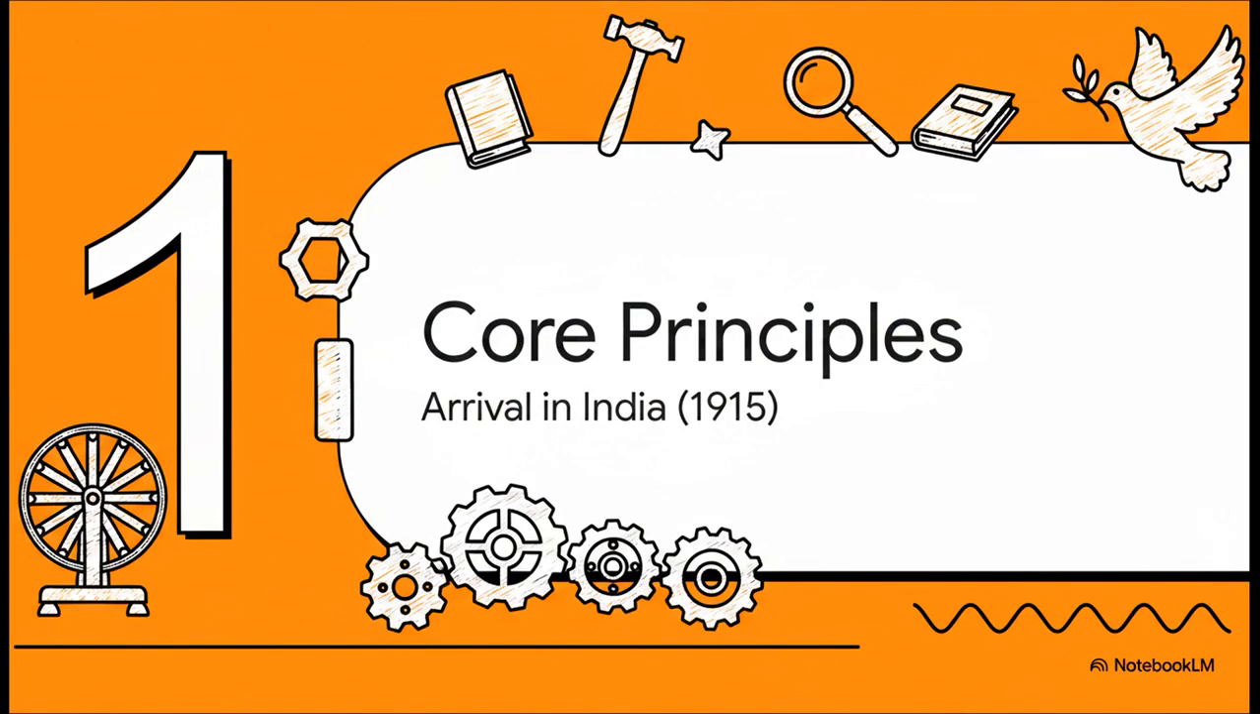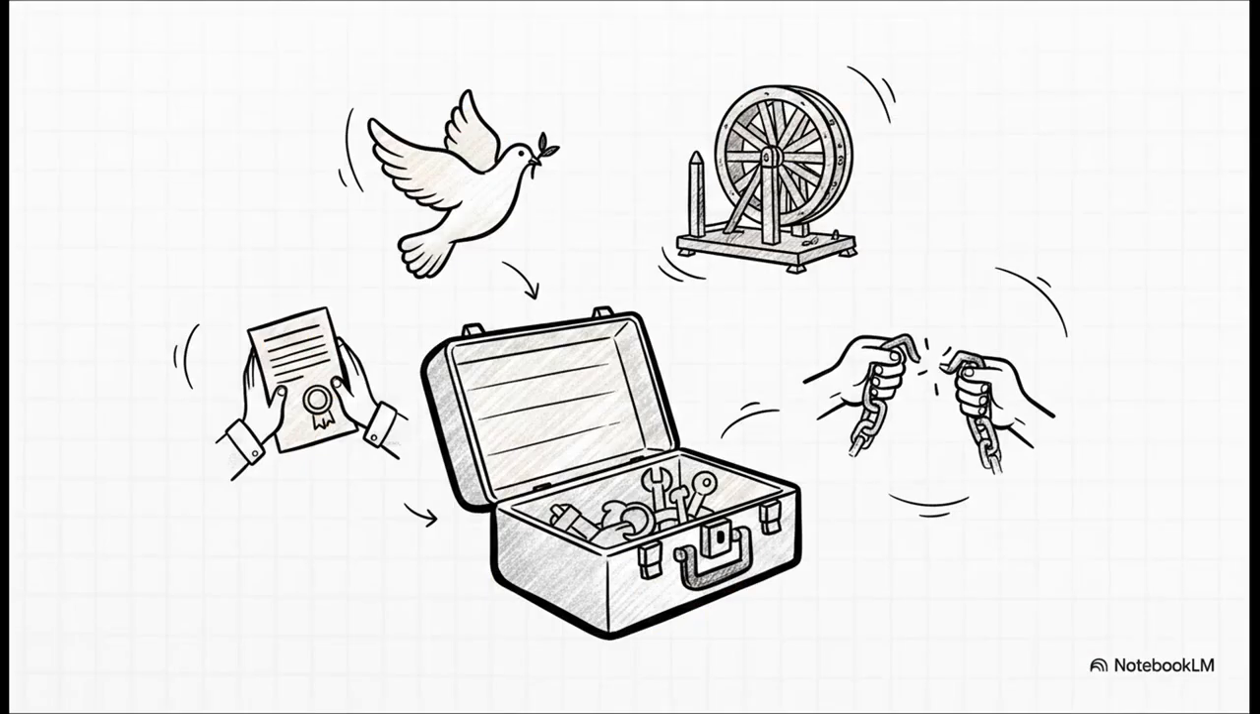All right, Section 1, Arrival and Core Principles. Let's set the stage with his 1915 arrival in India. So when Gandhi arrived back in 1915, he brought with him these 4 foundational ground rules. And what's really interesting about this slide is how these weren't just abstract ideas. They acted as a very specific, practical toolkit for resistance. You've got satyagraha, nonviolence, swadeshi, and non-cooperation.